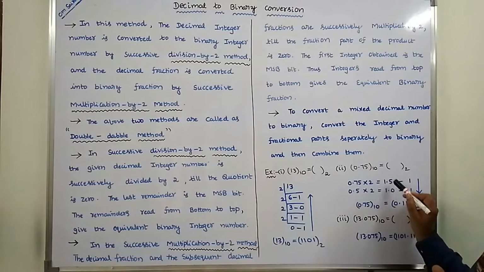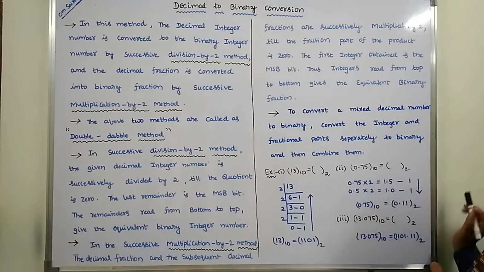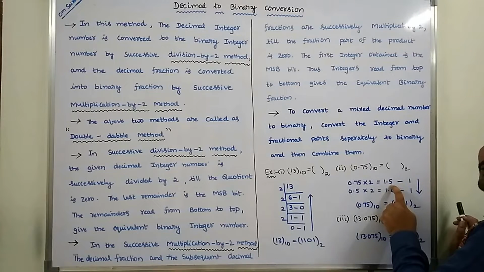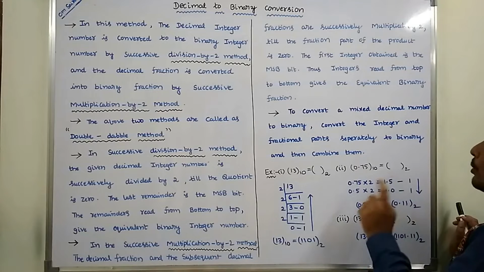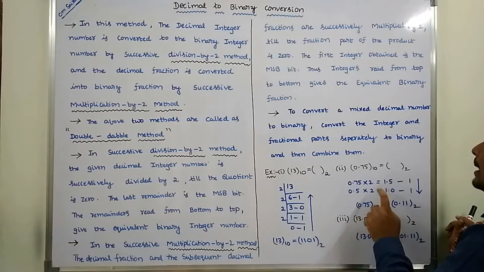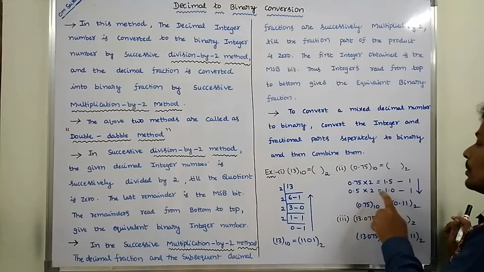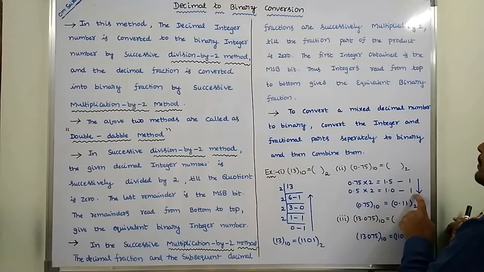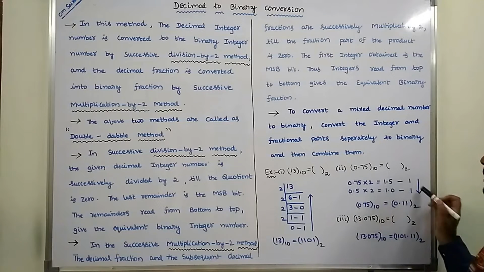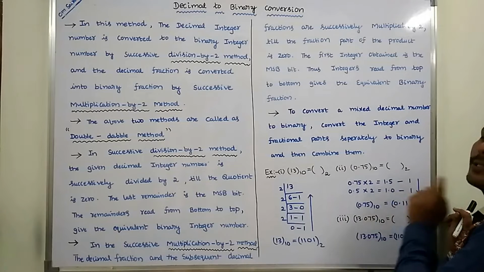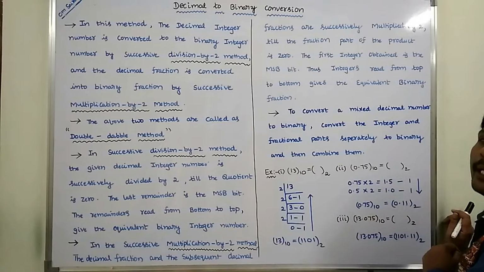So the integer part of 1.5 is 1. We have to separate it. After separating the integer part, the remaining part is 0.5. Now we take 0.5 and multiply it with 2, which is equal to 1.0. We separate the integer part again. This procedure is continued until the fraction part is 0.